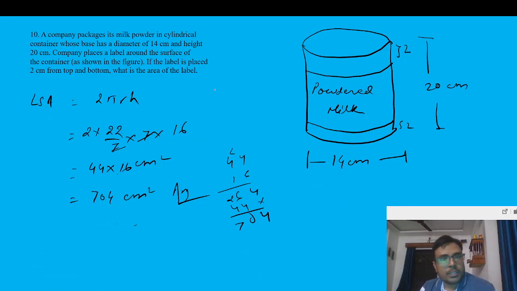The lateral surface area of this part will be 2 pi r h. 2 into value of pi is 22/7 into r is given 7 into height you calculated 20 less 2 to 4, 16. 44 into 16, 704. So 704 centimeter square is the area of this label. So I hope you understood all the questions and solutions.